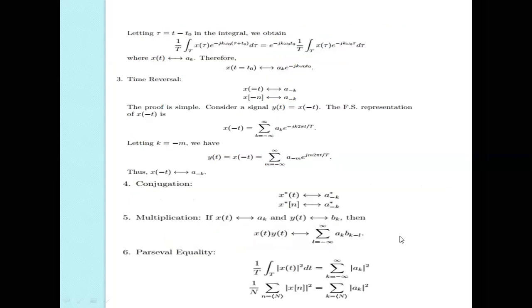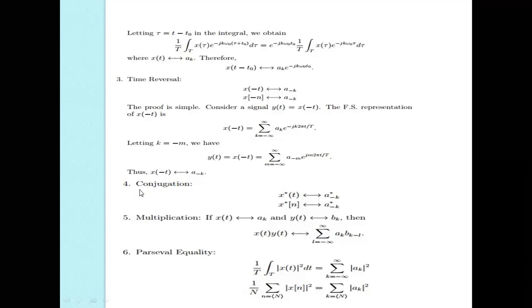And next one, time reversal property. What is a time reversal? x of minus t, applying the Fourier series, gives a of minus k. As in the discrete case, x of minus n has Fourier series a of minus k. We already know y of t is equal to x of minus t, the time reversal property, and k is equal to minus m. It changes as x of minus t has the Fourier series a of minus k. Understood?